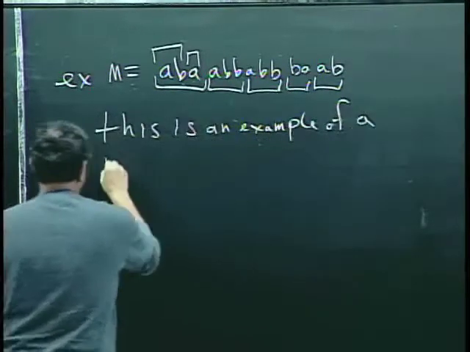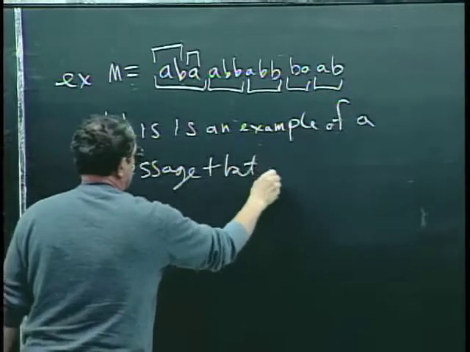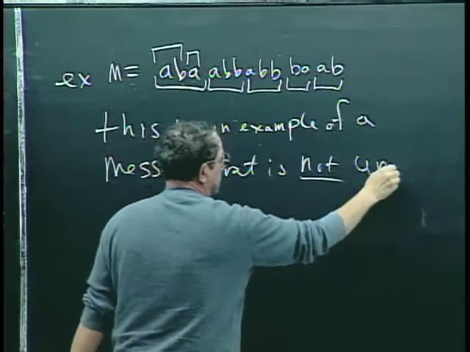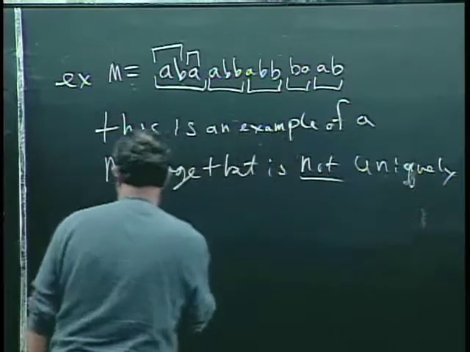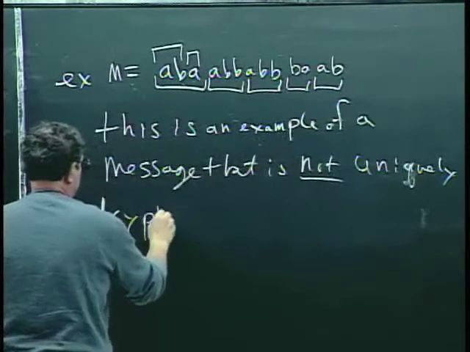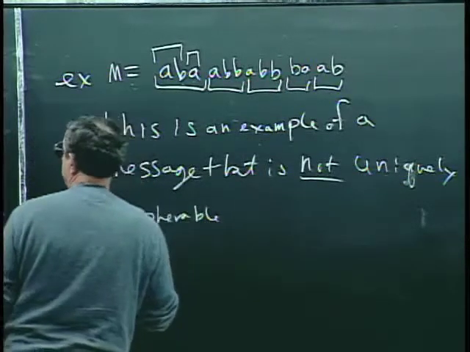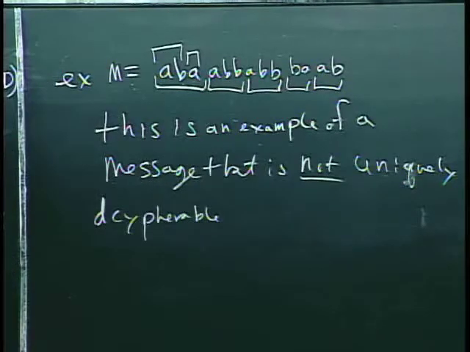A message that is not uniquely decipherable. Uniquely decipherable is going to be abbreviated as UD. Getting messages that are not uniquely decipherable is not a good thing because there's ambiguity there. You don't know.